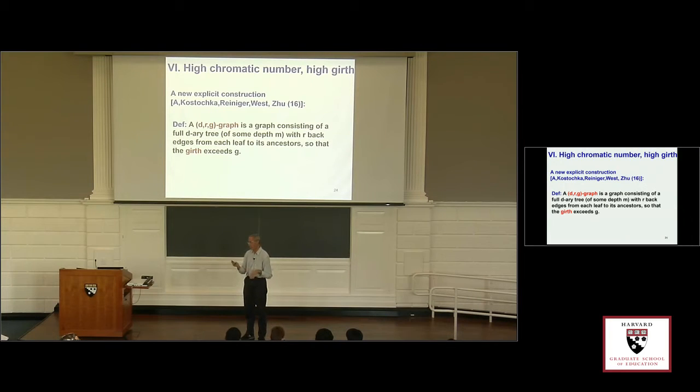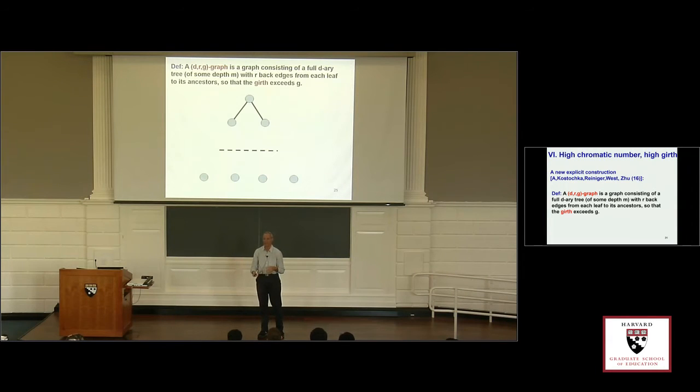So for this, we need one definition. We'll see a picture, a simple definition. This is a DRG graph. What do we mean by a DRG graph? So we have a complete d-ary tree of some depth. I don't care what the depth is. And then from each leaf, we have r edges that I call back edges. Namely, they connect the leaf to some ancestors of it. Okay? And we also want the girth to be bigger than g. Okay? So here is a picture.